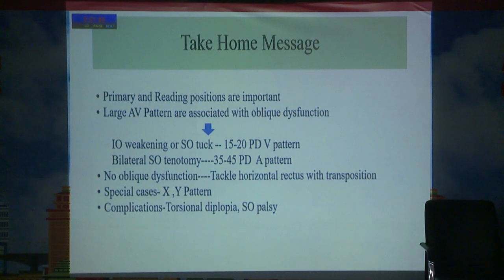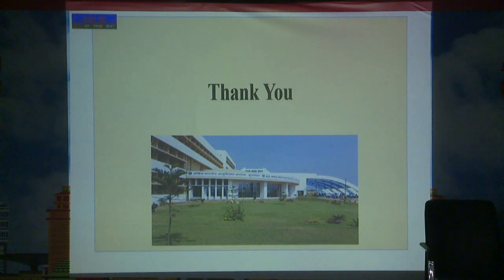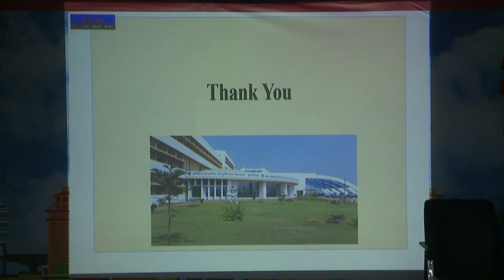So the take-home message is primary and reading positions are very important, and a large AV pattern is associated with oblique dysfunction. So inferior oblique weakening will correct 15 to 20 prism diopter V patterns, or you have to do a bilateral superior oblique tenotomy. And if no oblique dysfunction, tackle the horizontal with transposition, and complications should be taken care of, keeping in mind the torsional diplopia or superior oblique palsy, which you can itself make. So thank you for the presentation.